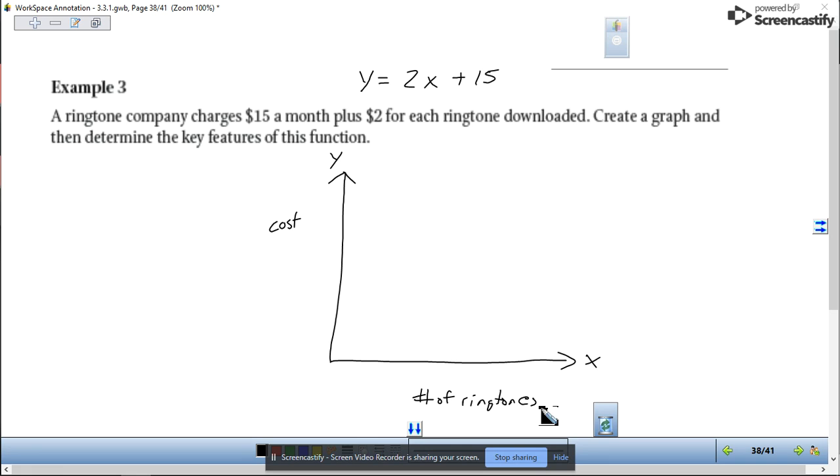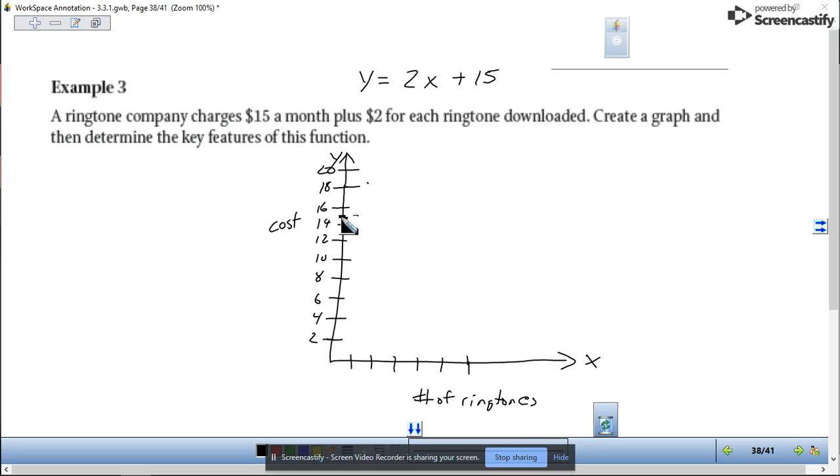Okay, number of ringtones. So 1, 2, 3, 4, 5, 6. That should be enough to get an idea of what's going on. We'll count by threes here. Well, let's count by twos. This is 1 by 2. So 2, 4, 6, 8, 10, 12, 14, 15. We need to go a little higher. Okay, 2, 4, 6. All right, that should be enough to give me the idea here.